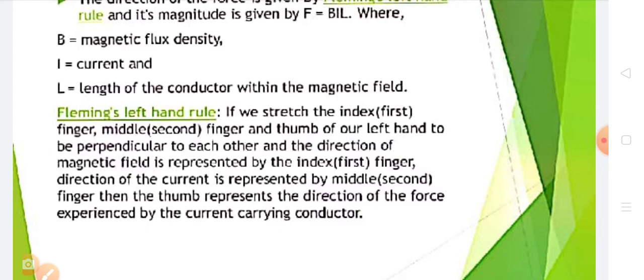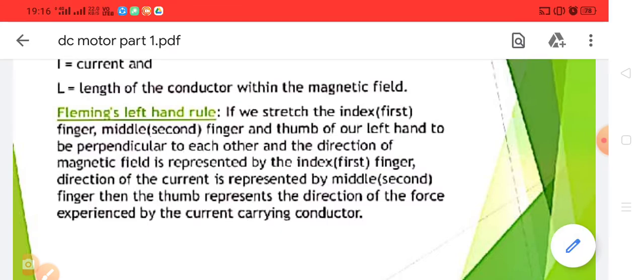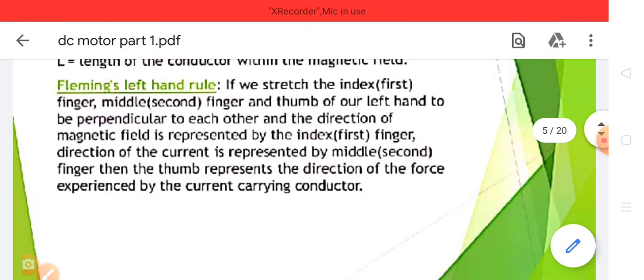These two will be in opposite directions. The thumb represents the upward direction and the middle finger represents the downward direction. So the current in the downward direction means you experience force in the upward direction. If you reverse your hand, that is, middle finger upward and thumb downward, the current direction is upward and the force will be downward. Based upon this representation of the current and the flux, you can set the force direction.